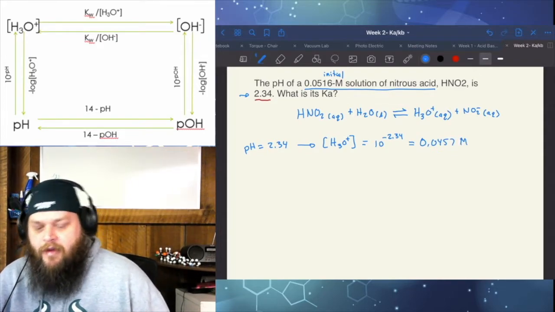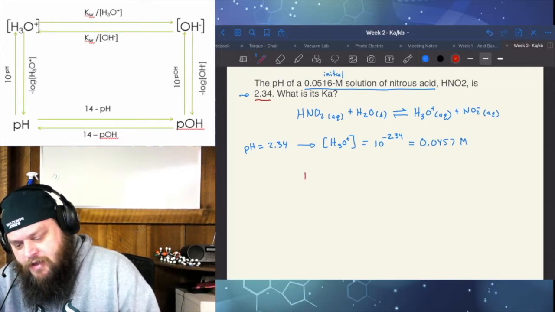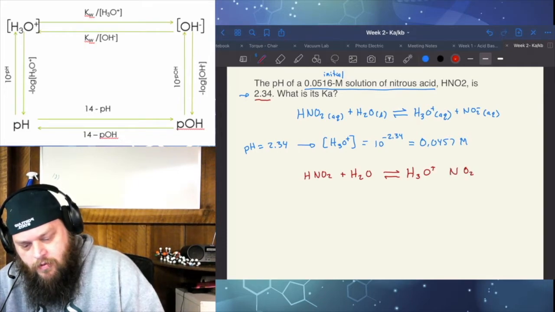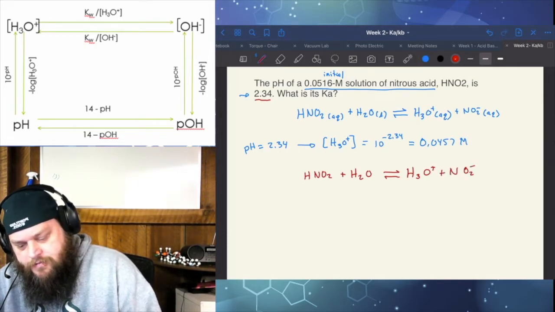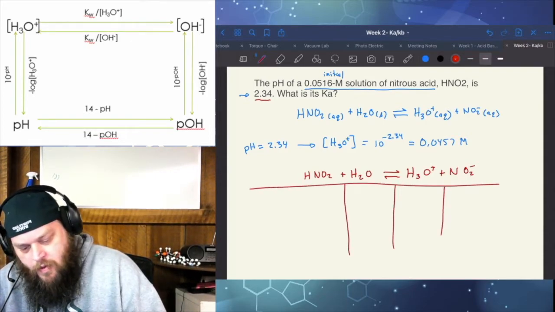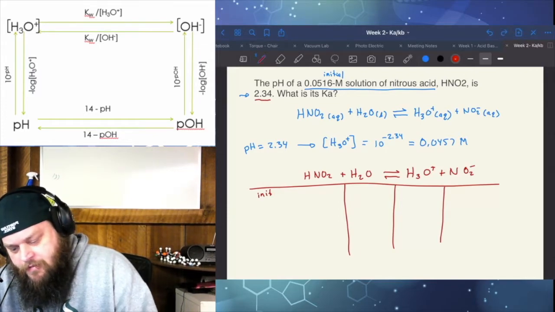So now we can set up our ice table. I'm going to write out the reaction again. HNO2 plus H2O, it's going to be in equilibrium with H3O plus and NO2 minus. So what is our initial concentration? Can I spell? I can't spell.